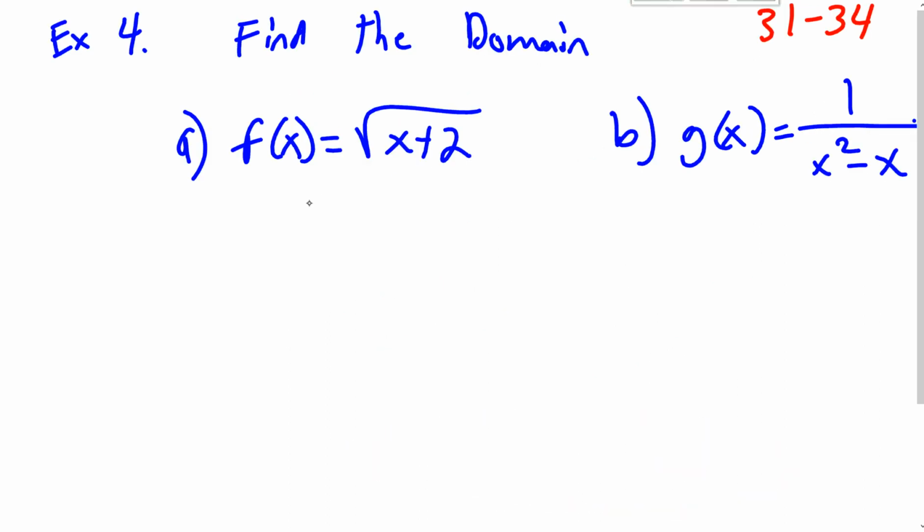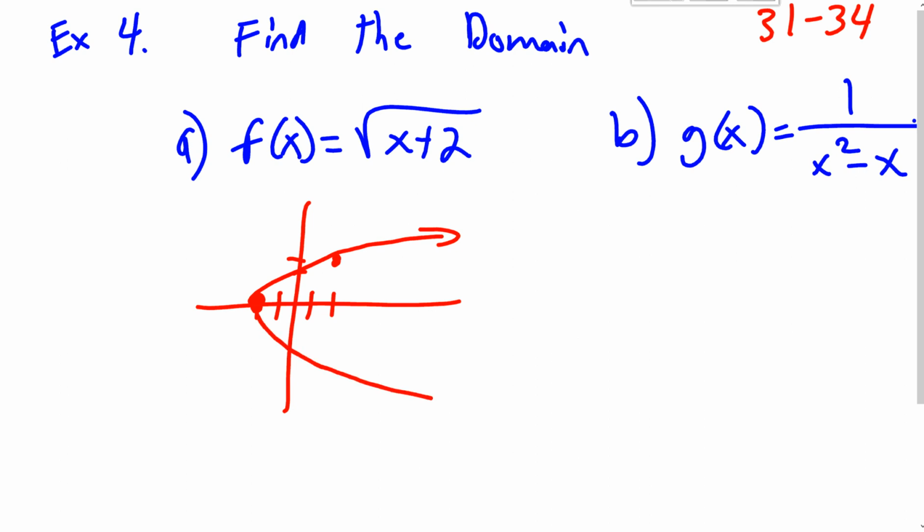Okay, find a domain. So we have a square root function, so we can start plugging in numbers. We can start at negative 2 because negative 2 makes that 0. Square root of 0 is 0. And then I can plug in 2, and I get 4. Square root of 4 is 2. So it's going to look something like this. And then square root is plus or minus, so really it does go down like this.